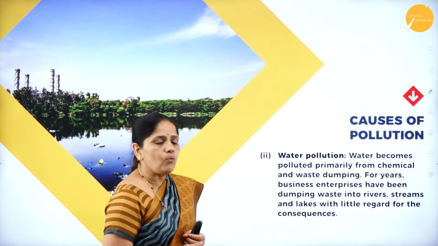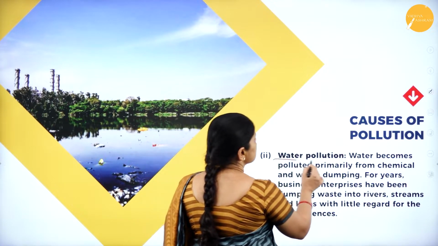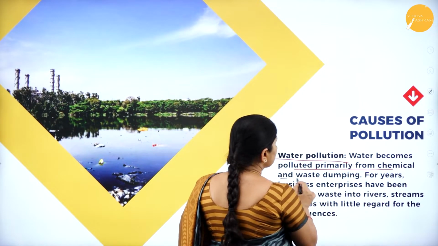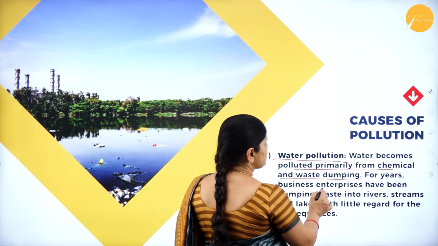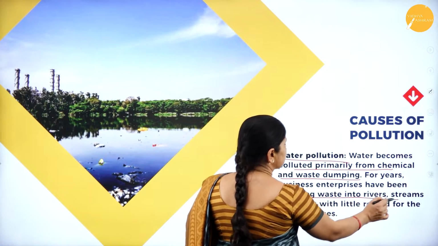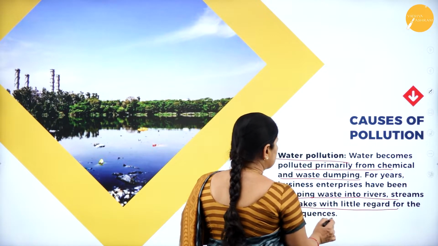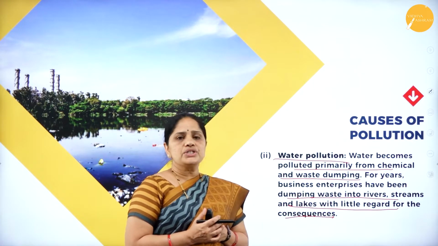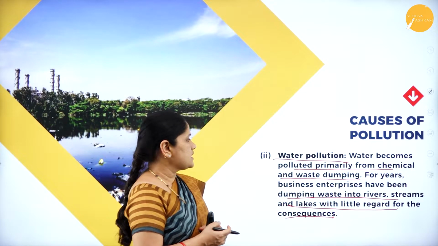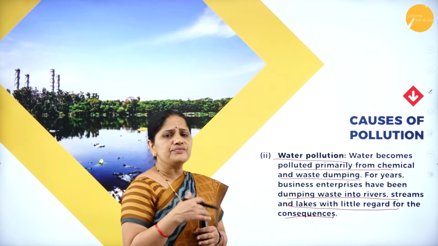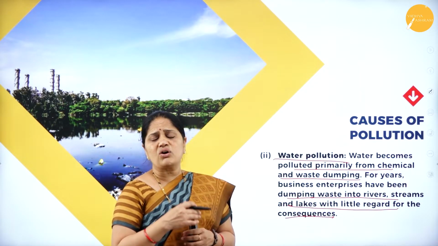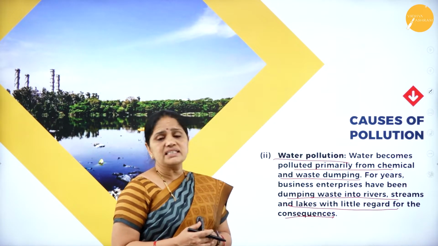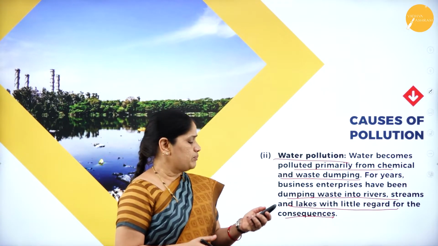Next is water pollution. Now, what is water pollution? Water becomes polluted primarily from chemical and waste dumping. For years, business enterprises have been dumping waste into rivers, streams, and lakes with little regard for the consequences. So chemical and waste dumping is one of the main reasons for water pollution. We have been dumping all the sewage water and all the industrial waste into our rivers, streams, and lakes, and all this has given rise to water pollution.